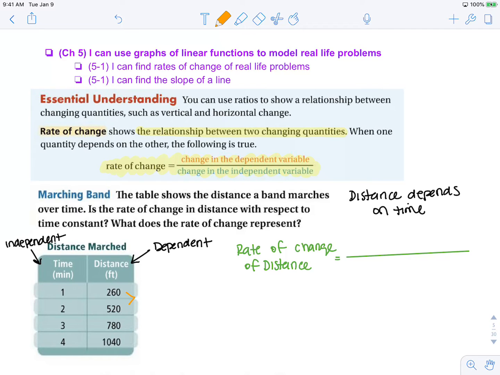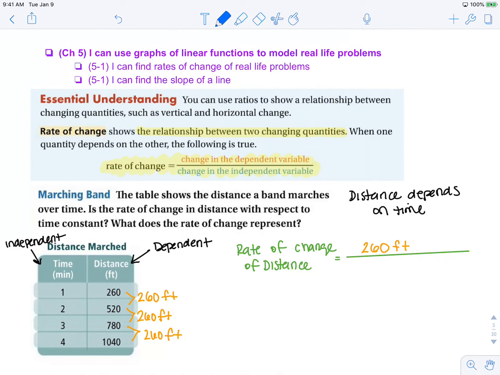Well, from 260 to 520, that was 260 feet marched. From 520 to 780, that's 260 feet marched. From 780 to 1040, that's also 260 feet marched. So we can see the dependent variable, the distance, changes at a constant 260 feet.